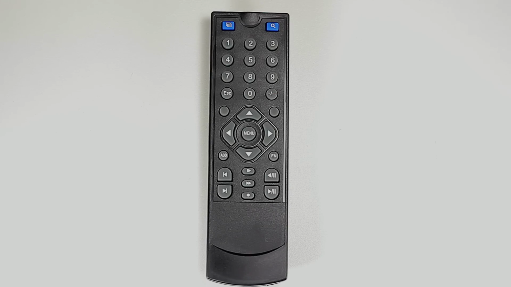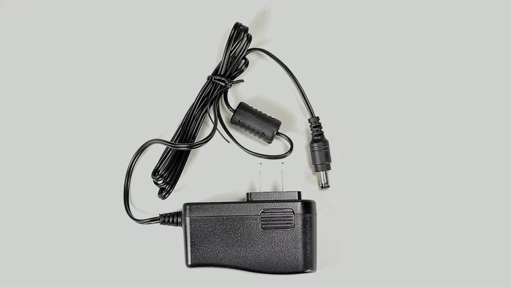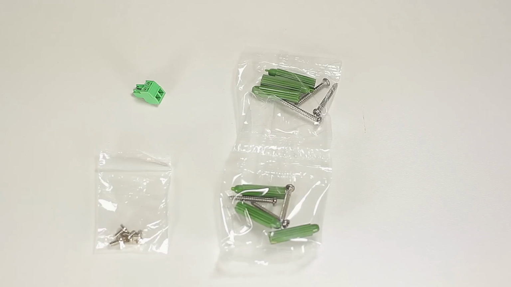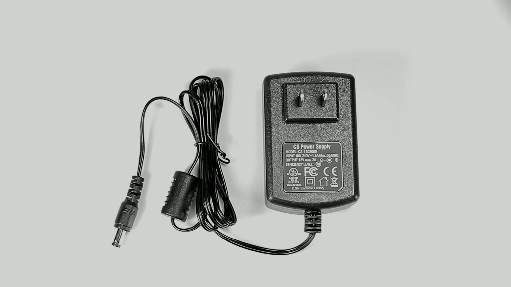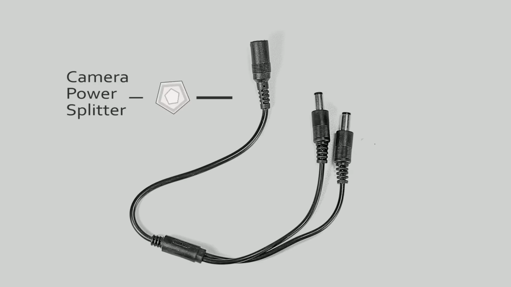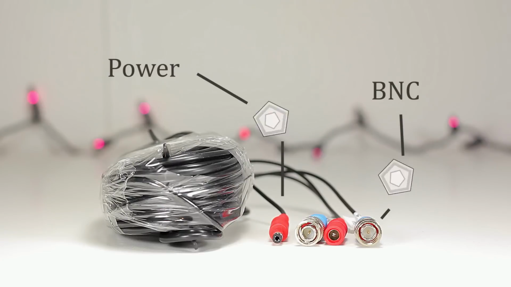We get a remote control, we get a mouse, a power brick for the DVR, screws, the manual, a DVD, a sticker for the window, power brick for the camera, a power splitter. We get two rolls of BNC and power cable.